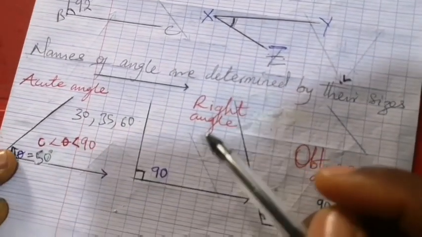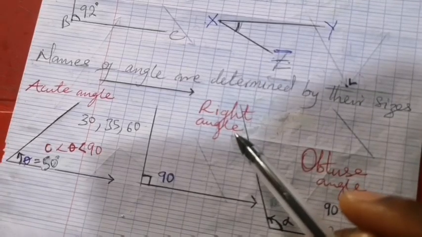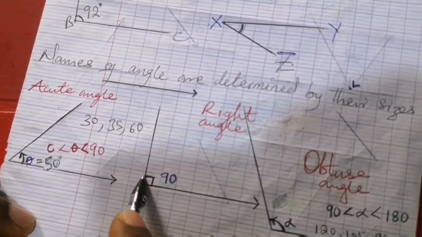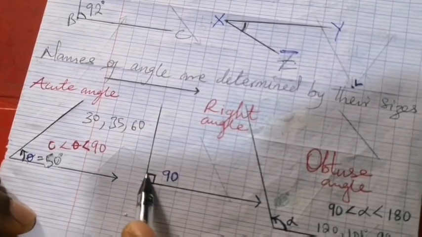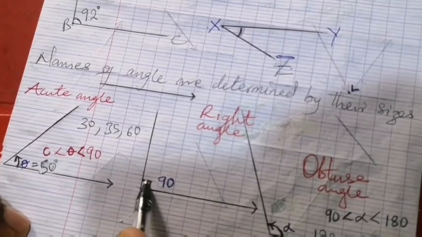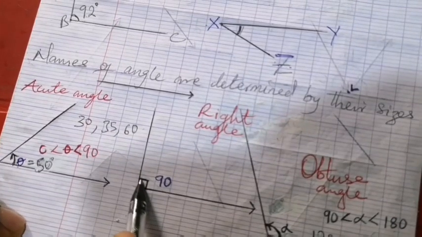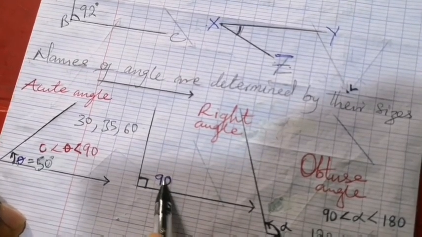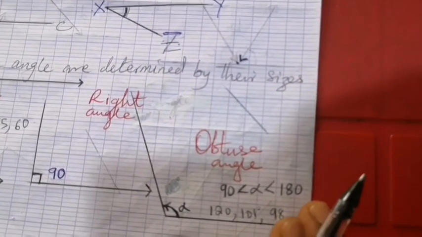The next one we have here is the right angle. A right angle is an angle that is exactly equal to 90 degrees, and we normally use this sign to represent a right angle. Anytime you see this sign in a shape or in any diagram, know that the angle in that space is 90 degrees. Then the next one we have here is obtuse angle.